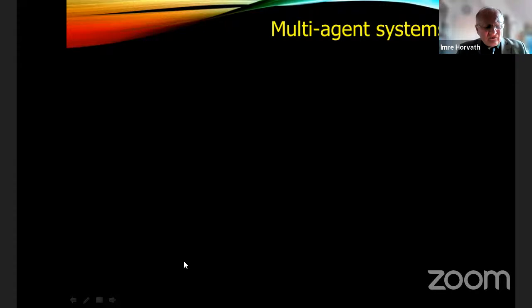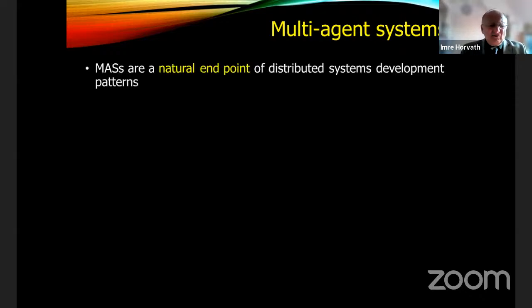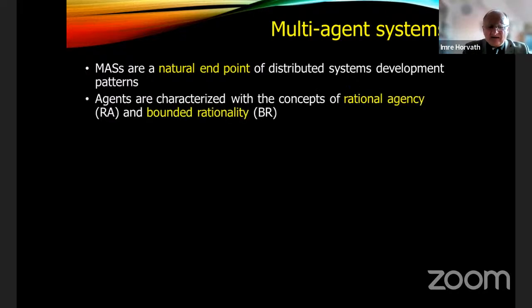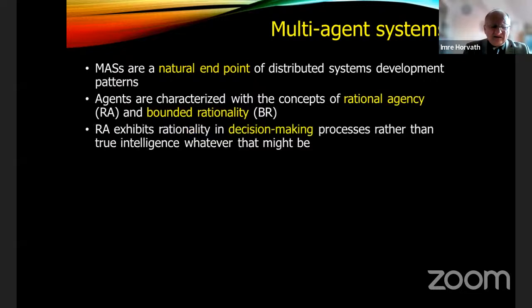So this was about one single agent so far. Now let's look into multi-agent systems. And multi-agent systems are the natural endpoint of distributed system development patterns. Agents are characterized with concepts of rational agency and bounded rationality. When they work together in a multi-agent system, these are the fundamental characteristics that characterize the total of the agent behavior.